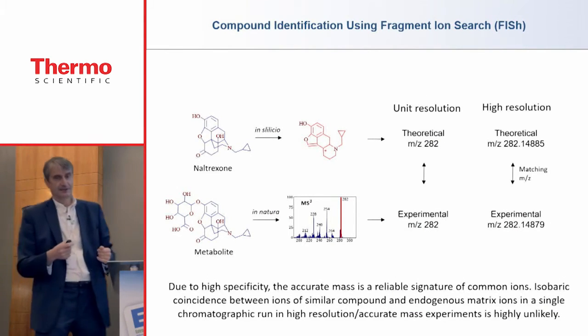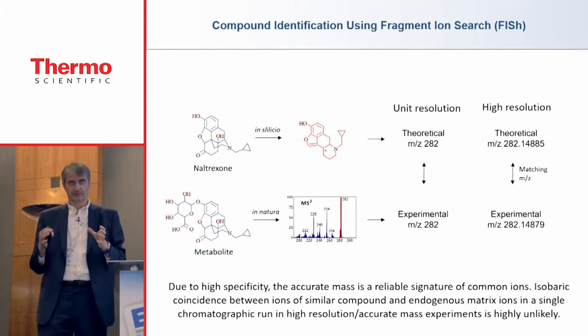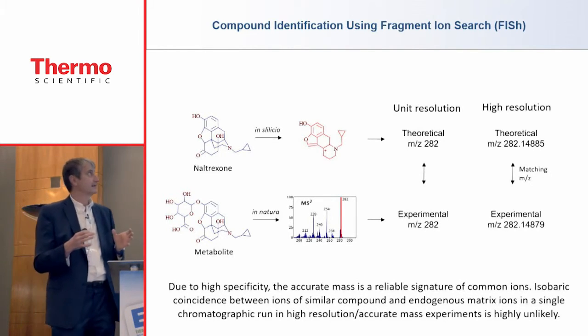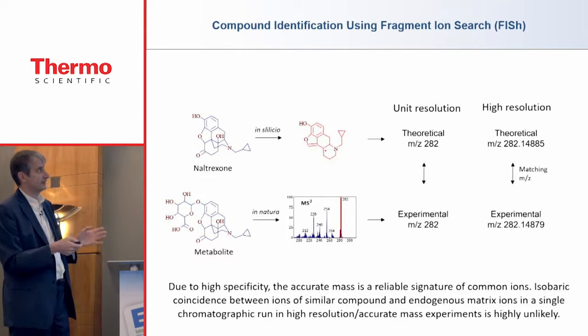I have a few minutes time, so I would like to show you a light version of the precursor ion fingerprinting, and this is called Fragment Ion Search. This is a typical metabolite identification experiment. And how it actually works.